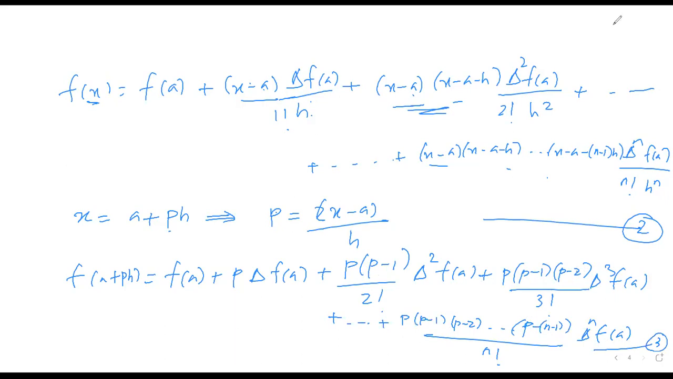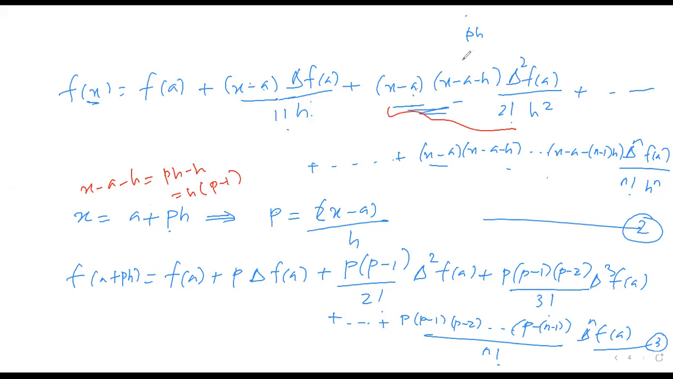So what is happening? For example, for the x minus a, I can put pH, okay? I'll change the color. For example, in this term, for the x minus a, I can put pH. And again, x minus a minus h. If I put x minus a minus h, it will be pH minus h, no? So I can take h common, p minus 1.